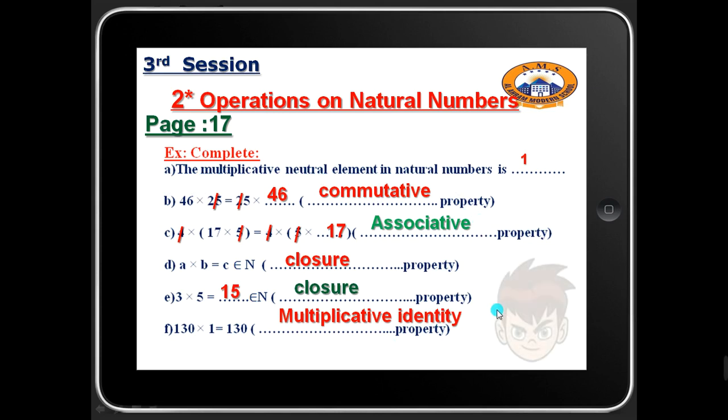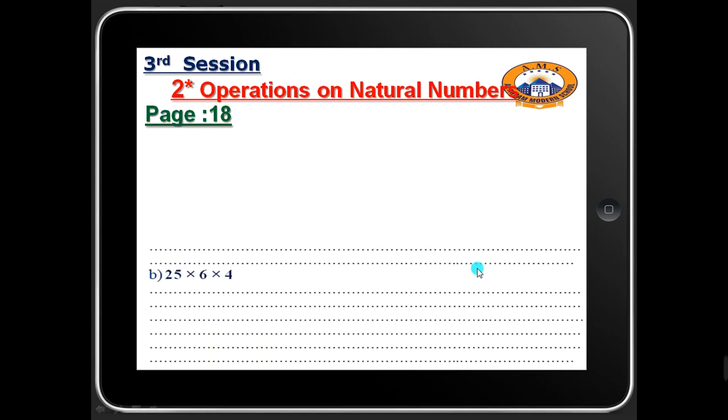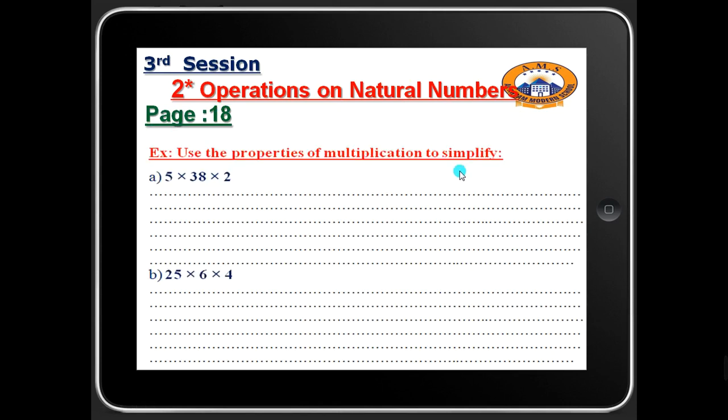Okay, let's have another exercise on how to use the properties to get the answer. As I told you, the idea is to make the multiplication operation easier for you. So search for two numbers that, if you multiply them together, the answer is going to be 10 or 100 or even 1000. Here in this exercise, when I multiply 5 times 2, that will give me 10.